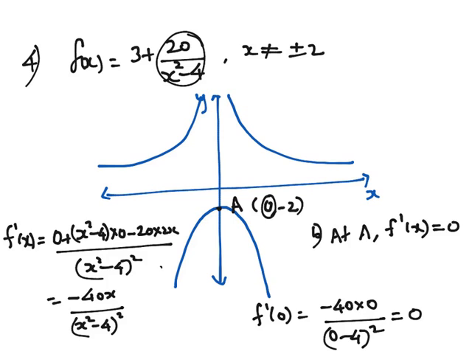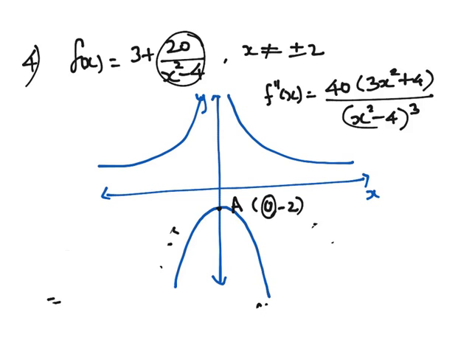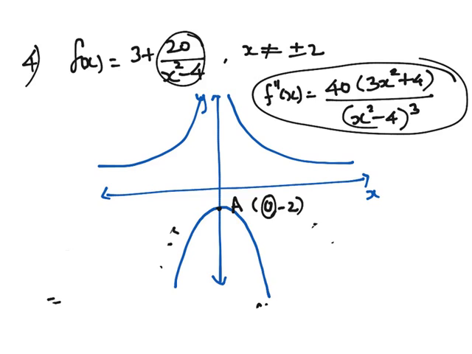Now the third part is, they have given the second derivative in the problem, f double dash of x equal to 40 times 3x squared plus 4 divided by x squared minus 4 the whole cube. Now you have to justify that the graph of f has a local maximum at A. That is the next question. So that means at A, we have to prove that there is a local maximum. Now you might feel that it is quite obvious. You can see from the diagram there is a peak at A, so definitely there is a local maximum at A, but you have to prove it mathematically. So how do you do that?